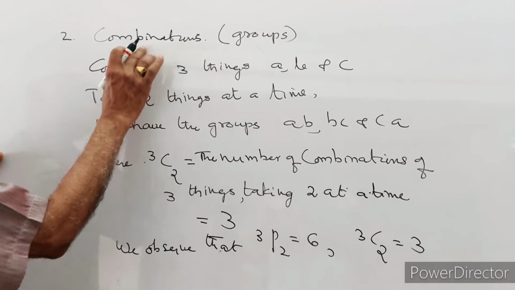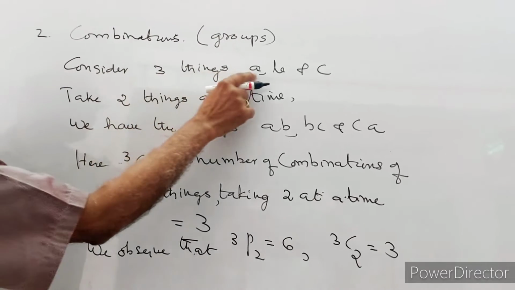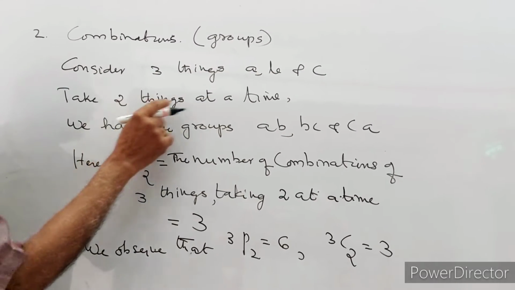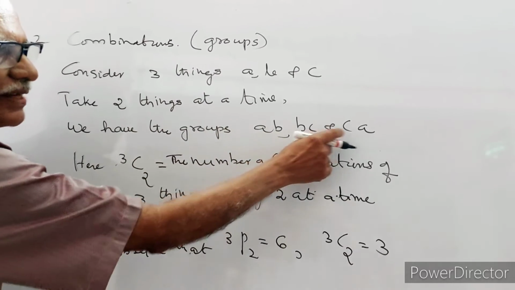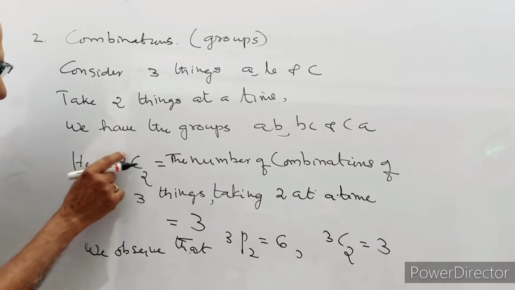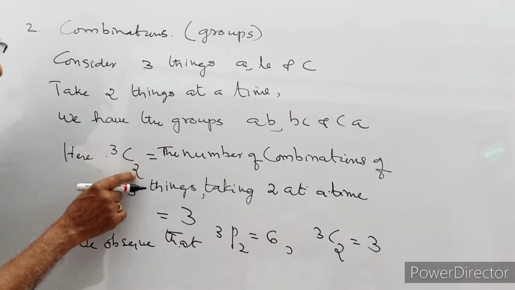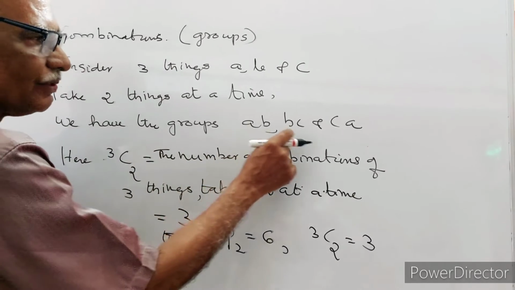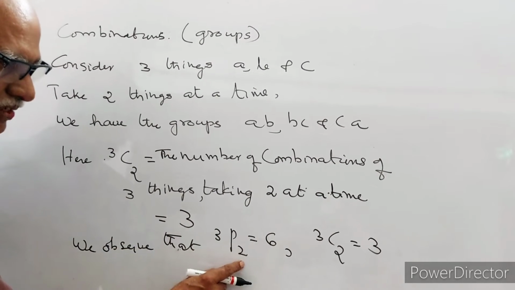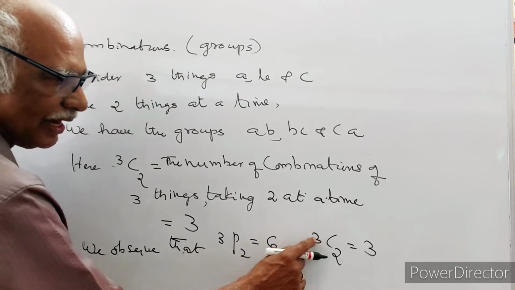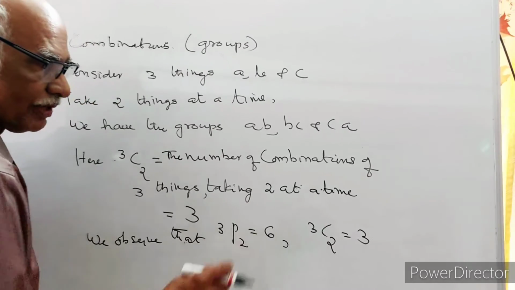Now we consider combinations. Combination means group. Consider 3 things, A, B and C. Take 2 things at a time. We have the groups AB, BC and CA. Here 3C2, the number of combinations of 3 things taking 2 at a time, is 1, 2, 3, so it is 3. So we have 3P2, which was 6, and 3C2 is 3. So the number of combinations will be less than the number of permutations.